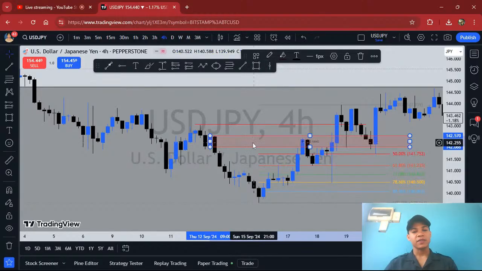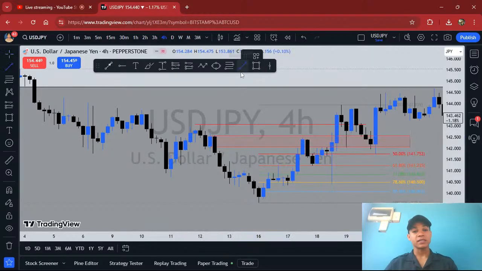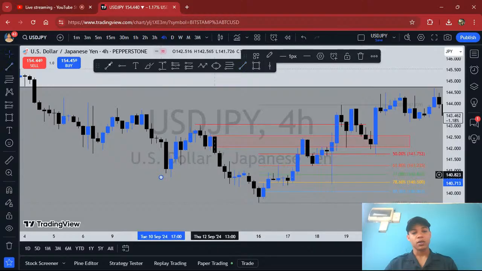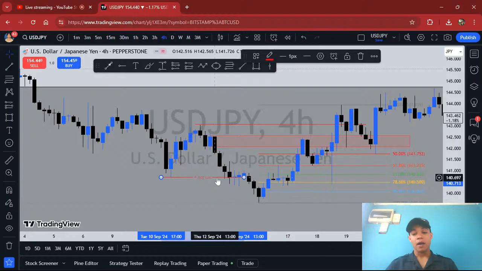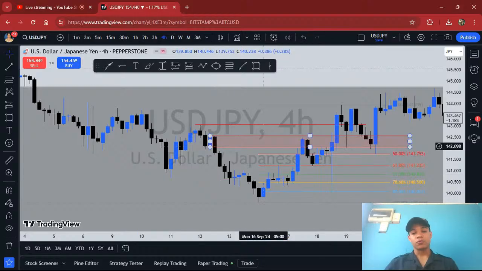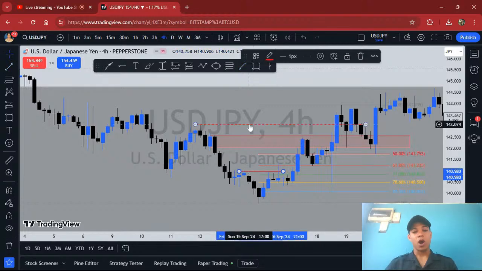But this is also fine because this is actually more valid because you have a breaker structure which was created from this impulsive move. So this made this a valid order block. But price came in, and if you go to a lower time frame such as the 1 hour, you'll see that we had a market structure shift here, we had a 4 hour market structure shift here, and then we had a daily market structure shift that's way up there.